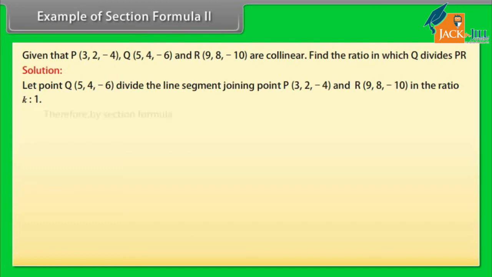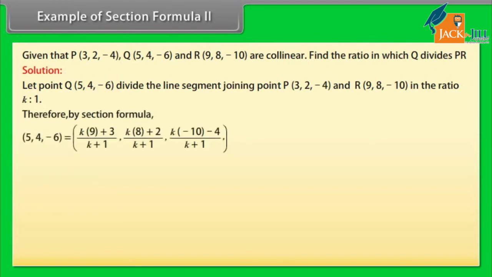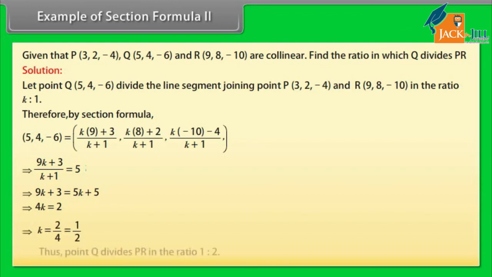Therefore, by using the section formula we get (5, 4, -6) is equal to ((k into 9 plus 3) by (k plus 1), (k into 8 plus 2) by (k plus 1), (k into -10 plus 4) by (k plus 1)). On solving for k, we get k is equal to 1 by 2. Thus, point Q divides PR in the ratio 1:2.